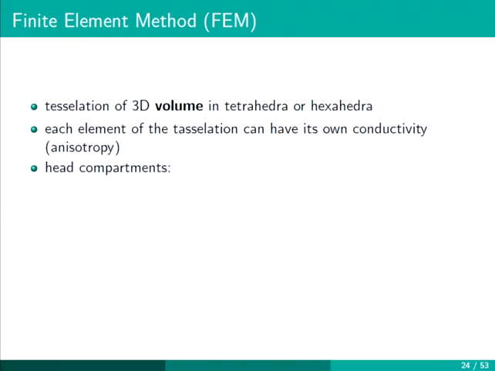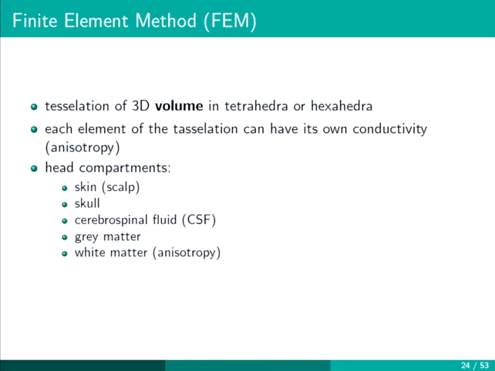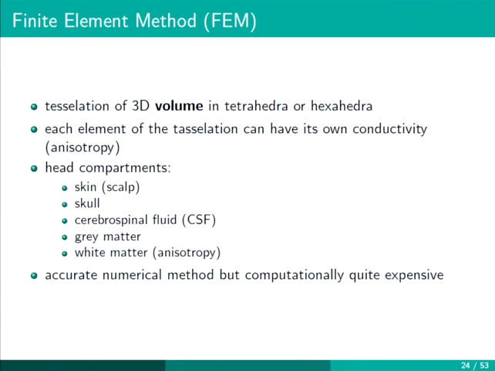The head compartments that can be used or are usually used are the skin, the skull, the CSF, gray and white matter. Additionally, the anisotropy of the white matter can be an important feature to be added. So FEM in general is an accurate numerical method, but is computationally quite expensive.